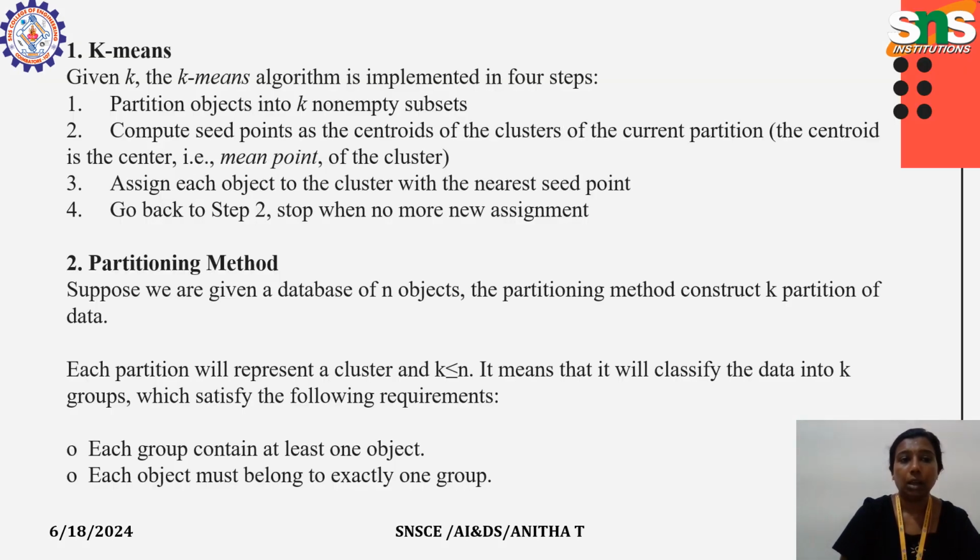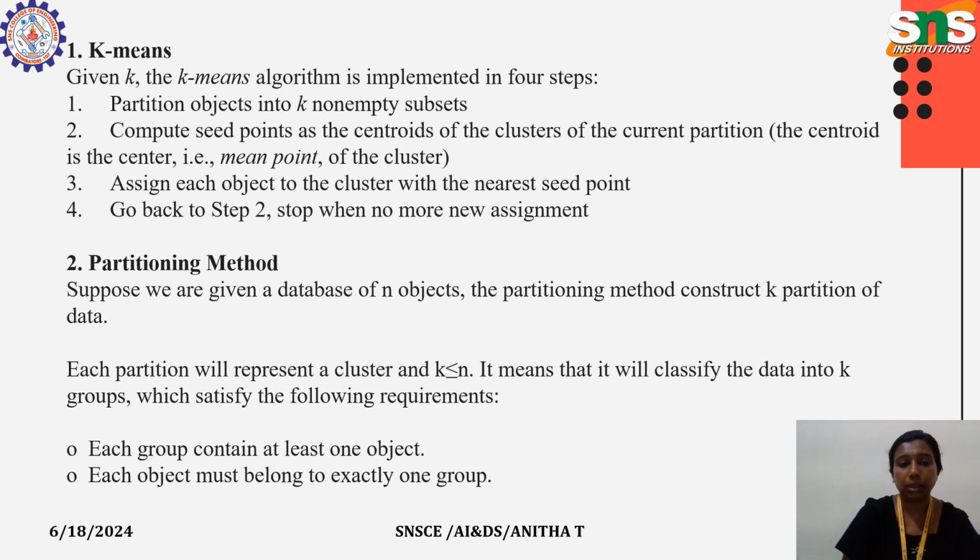First is k-means. Given k, the k-means algorithm is implemented in 4 steps. One, partition objects into k non-empty subsets. Compute seed points as the centroids of the clusters of the current partitions, that is, the centroid is the center, the mean point, of a cluster. Assign each object to the cluster with the nearest seed point. Go back to step 2, and stop when there are no more new assignments.